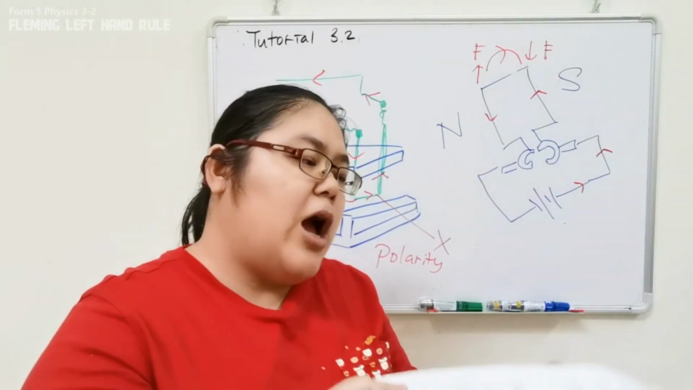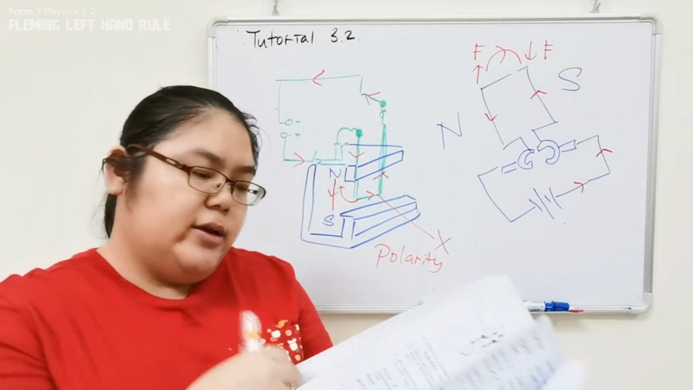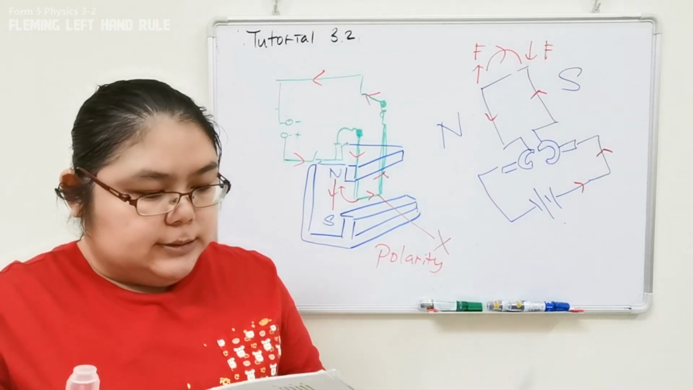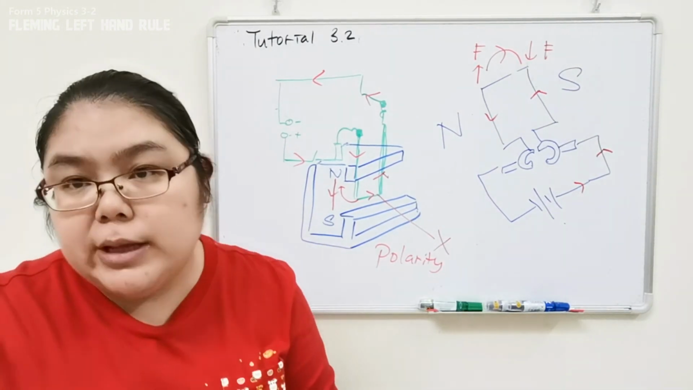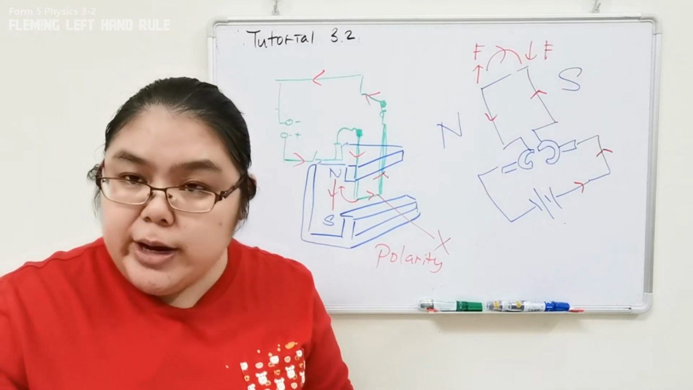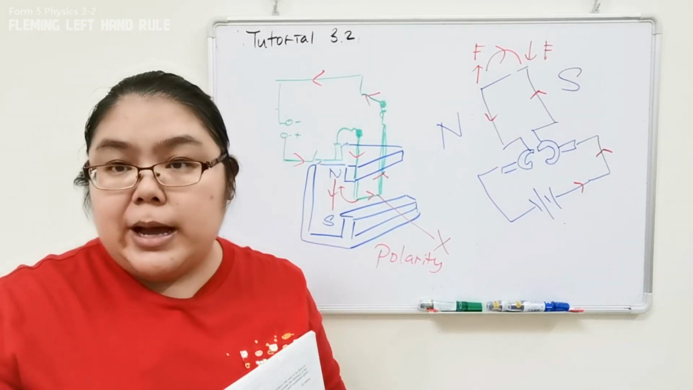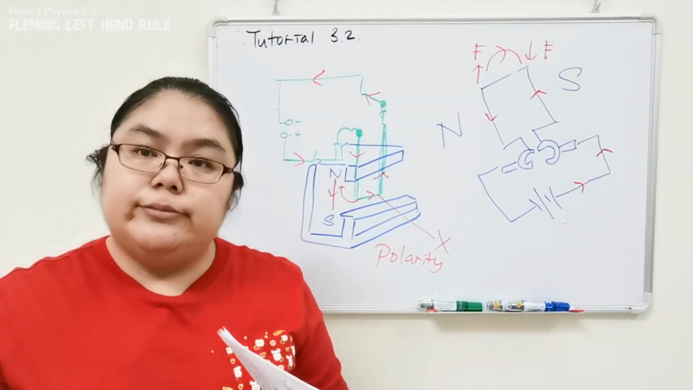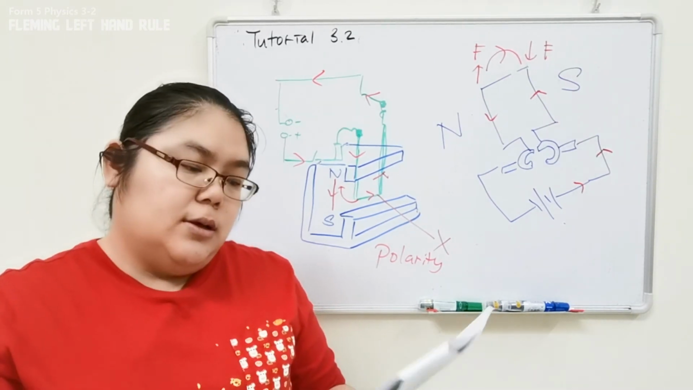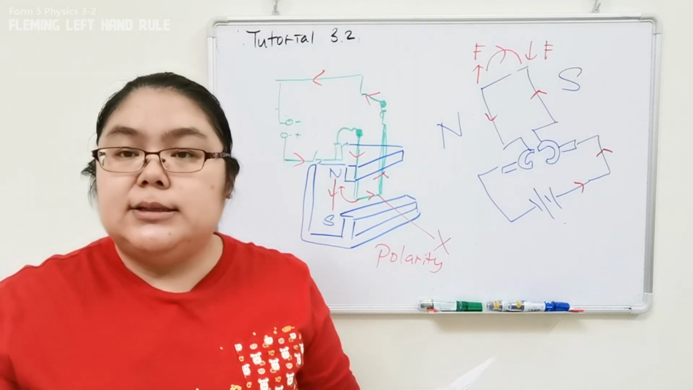Okay, so from here, how do we write it? We just write, okay, replace. Replace the commutator with a pair of slip rings. Number 2, replace the battery with a power supply, alternating current. Okay, 2 things.